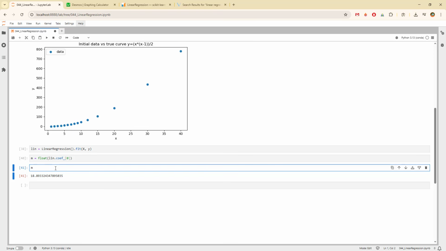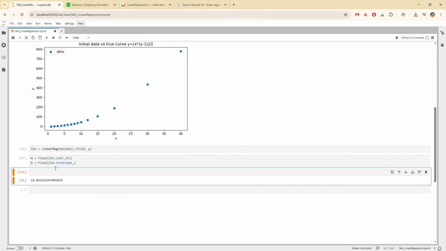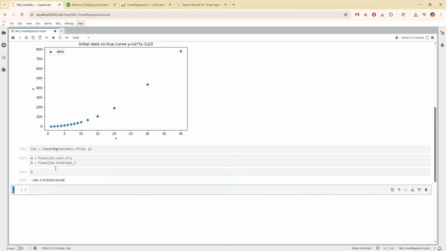Not the whole time, but somewhere here in the regression line, it happens like that. Yeah. So we see the m, let's see the b. And it's going to be just lin dot intercept. And it finishes with an intercept. So it's going to be around -100, so somewhere here is the start of our linear regression line.